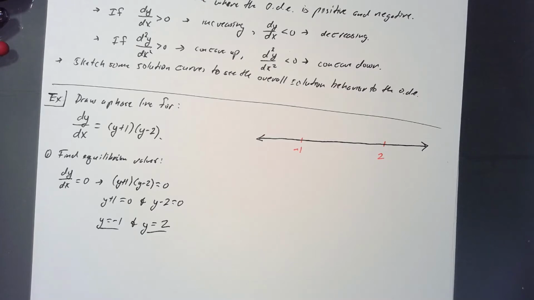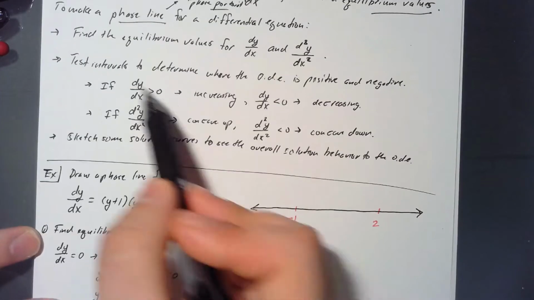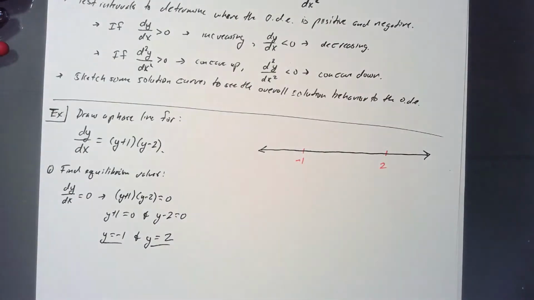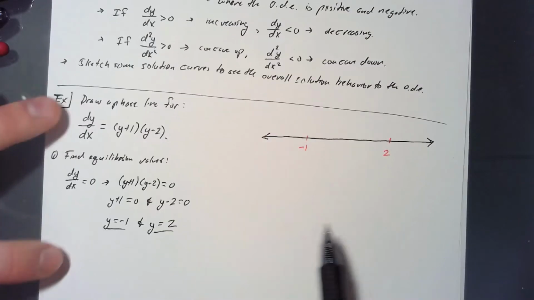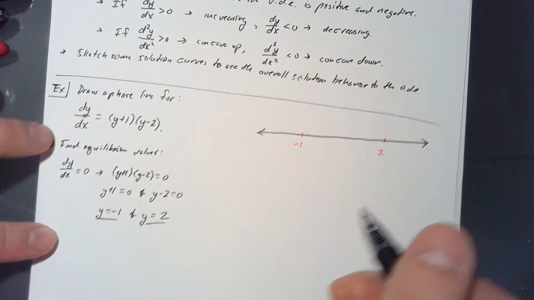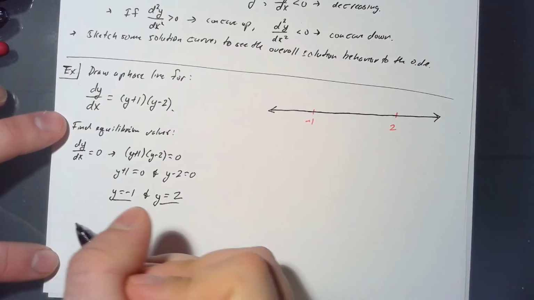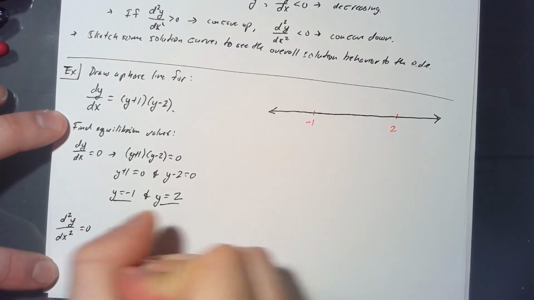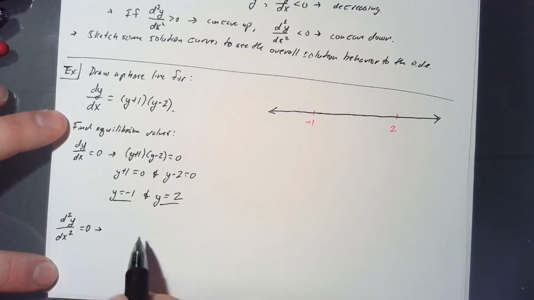So now that I have that, very similar to what you did in Calc 1, you're going to do some test values to determine where this is increasing and decreasing. Before I do that, though, the order in which you do this is irrelevant, but the way I do it is I find the first derivative's equilibrium values, and then I find the second derivative. So that's the way I'm going to do it. So we have to find the second derivative, and then go from there.